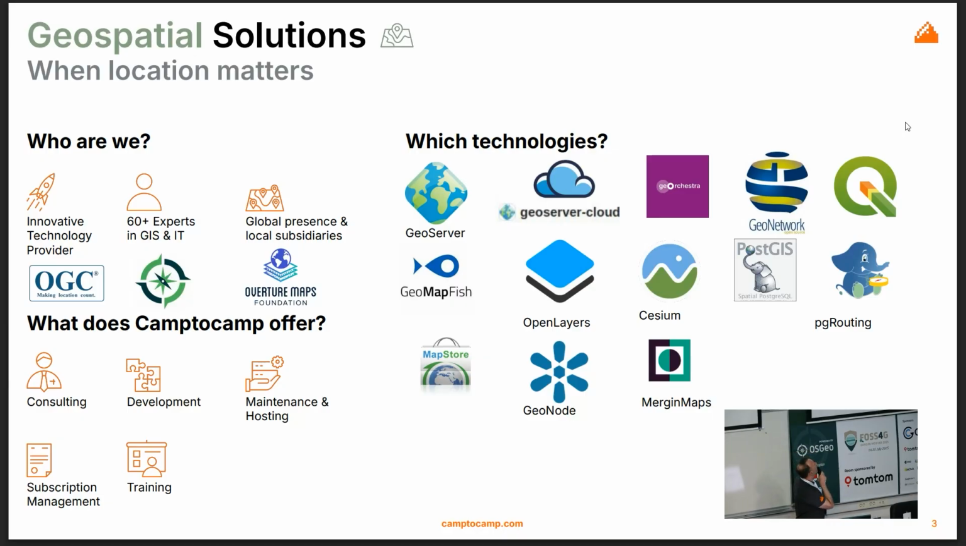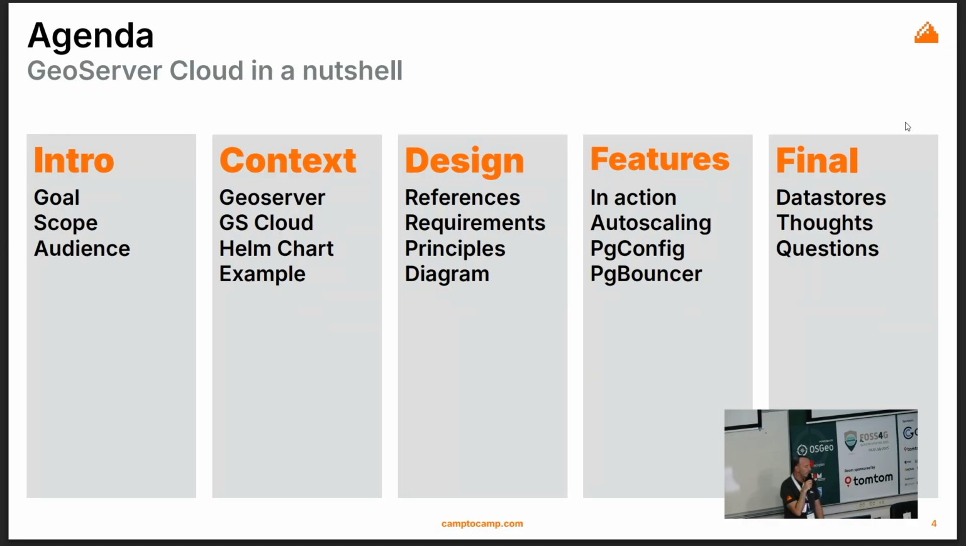We have more than 60 people working on GIS and IT. We are a member of OGC, OSGeo, and the Overture Maps Foundation. We do consulting, development, maintenance, and hosting. We also do trainings on several open source technologies for which we are sometimes committers and contributors, or a member of the PSC. So let's continue.